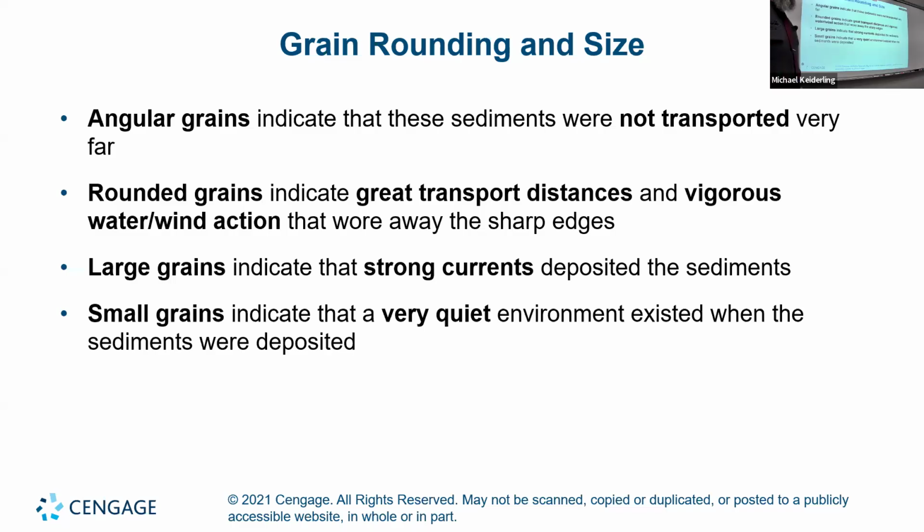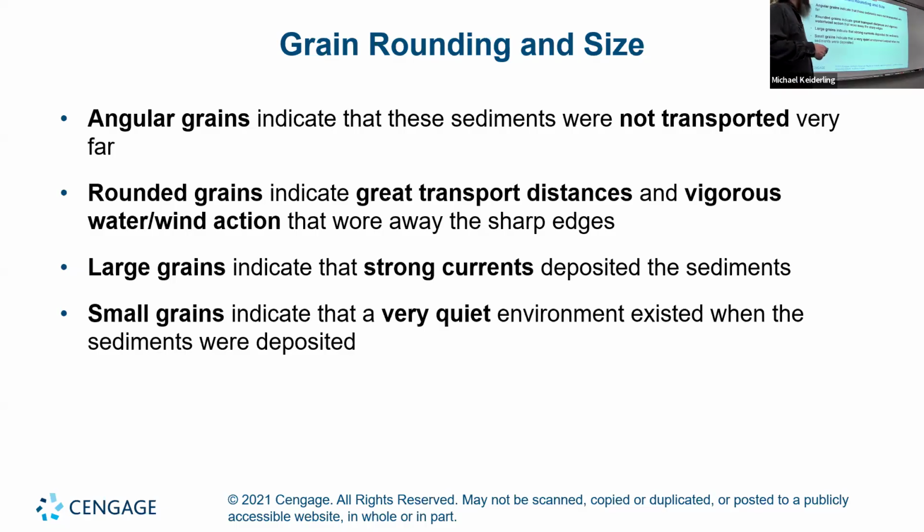Now, the rounding and size of grains can tell you about the history of the rock as well. Angular grains, so spiky grains, indicate the sediments weren't transported very far, while rounded grains indicate great transport distances and vigorous wind action that wore away the sharp edges. Normally when rock fragments form, they're irregularly sharp edged. They get rounded by wearing down as they're carried along in streams and such.